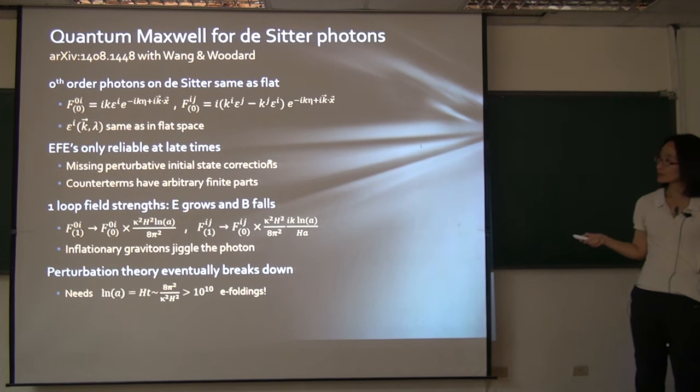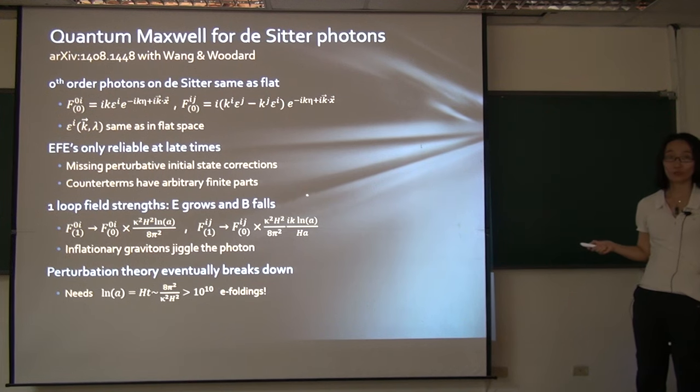The other thing I want to mention is that when we use the linearized effective field equation, it's only reliable at late times. That's because we do not do the initial state correction. In an interacting theory, you need to correct the initial state, but we do not do that. So it's only reliable at late times.